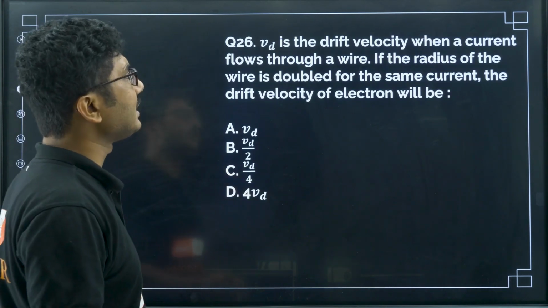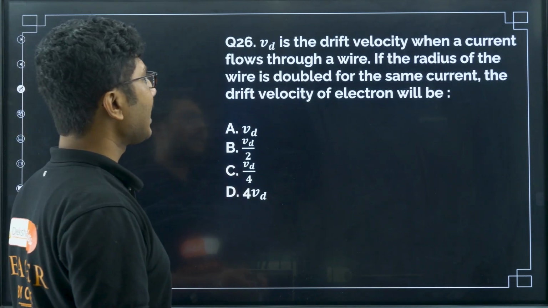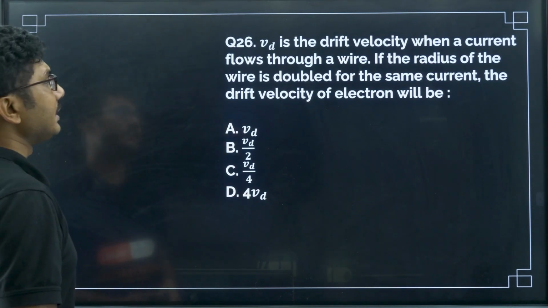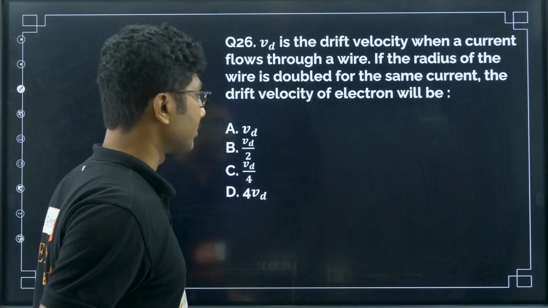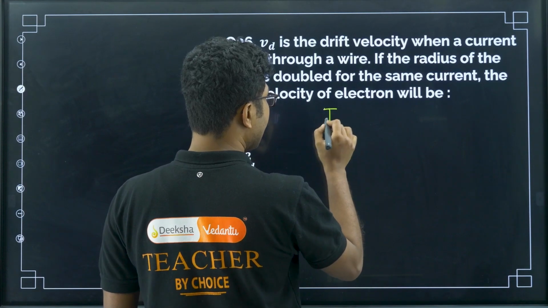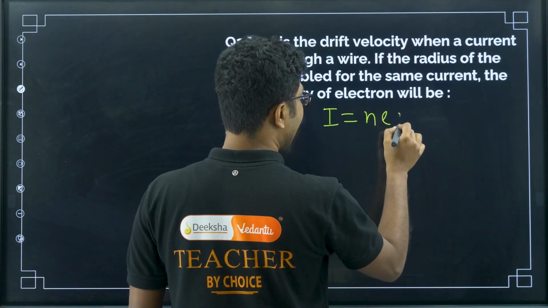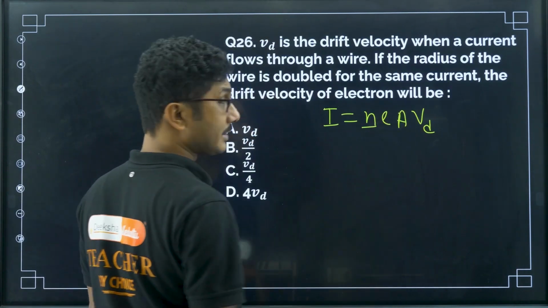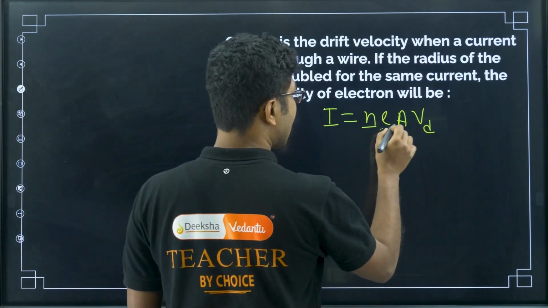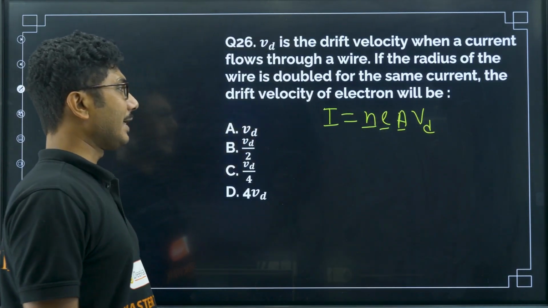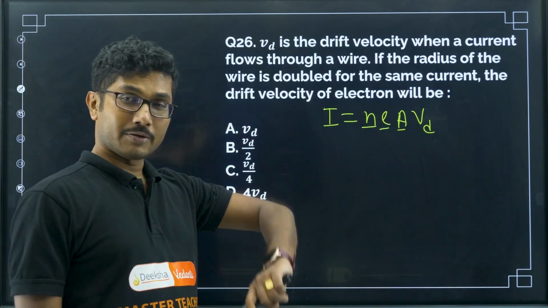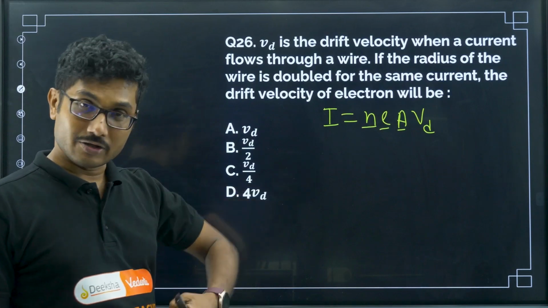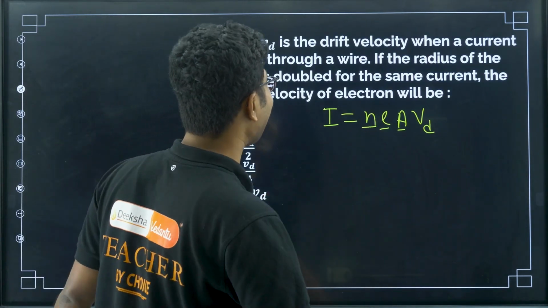Vd is the drift velocity when a current flows through a wire. If the radius of the wire is doubled for the same current, the drift velocity of the electron will be? Now we know that I equals nEAVd, right? Here n is the number of charges per unit volume, e is the charge of an electron, A is the area. Okay, current is constant. Number of charges does not change, volume density does not change, charge of an electron is constant, only A is changing.